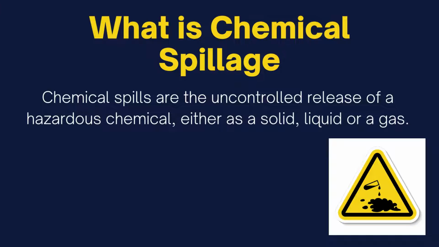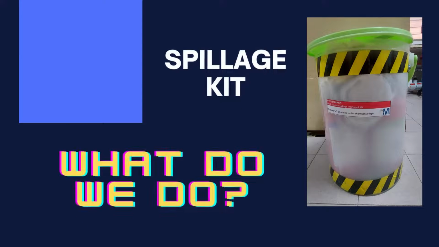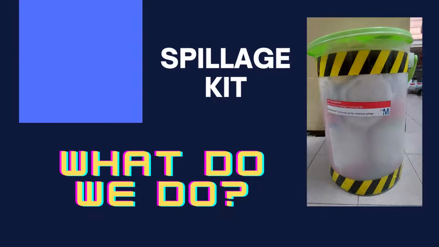Chemical spills are the uncontrolled release of hazardous chemical. It can be either a solid, liquid, or gas. For us, mostly it's all liquid. Spillages can occur at any time due to mishandling, and if it happens, everyone in the area is at risk. Thus, it's important for the personnel working at the unit to be trained to handle this type of situation. So what do we do when we have chemical spillage?